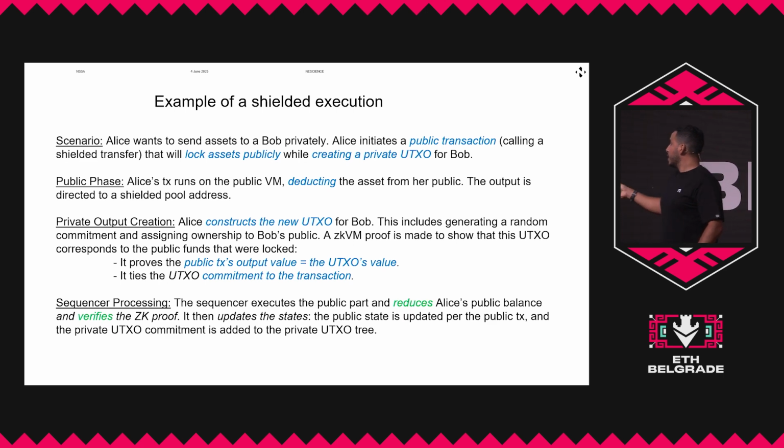So the sequencer will execute the public part and decrease Alice's balance, and it will verify the ZK proof and update the state. So the public state will be updated through the public transaction, and the private UTXO commitment will be added to the tree of the UTXO. So like this, we have combined private and public execution within the same transaction.